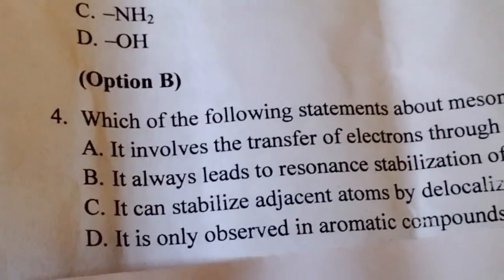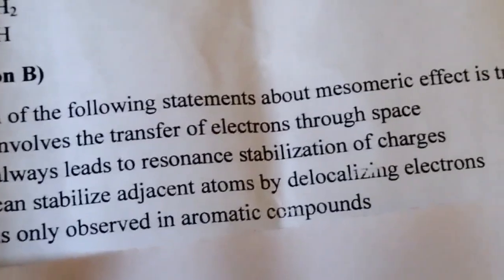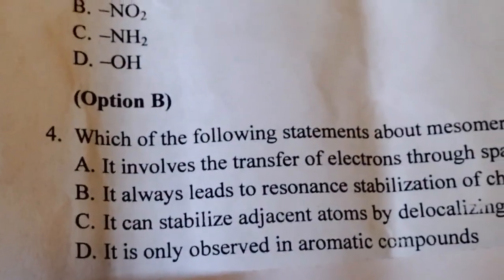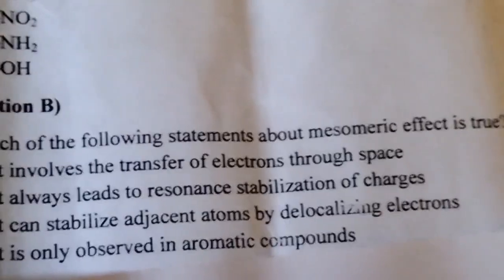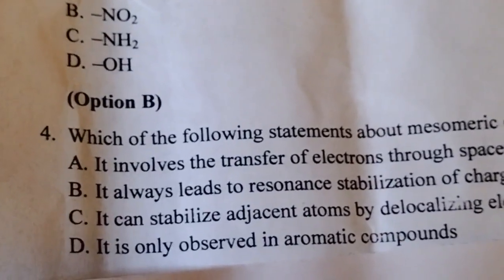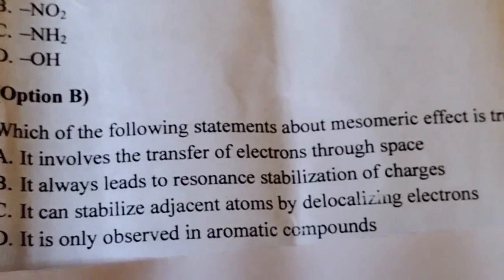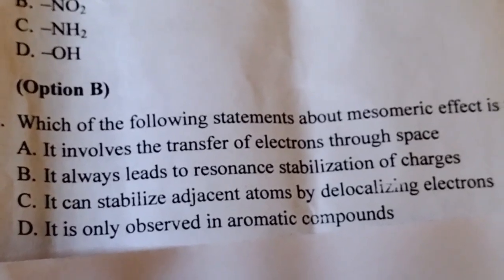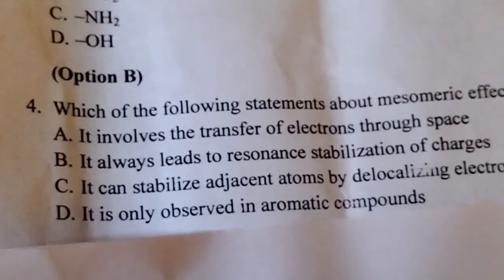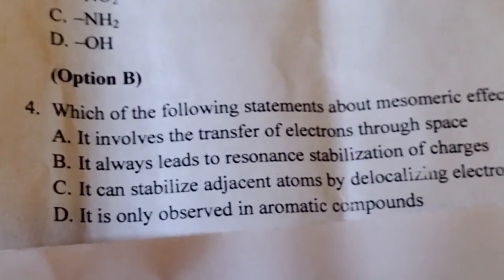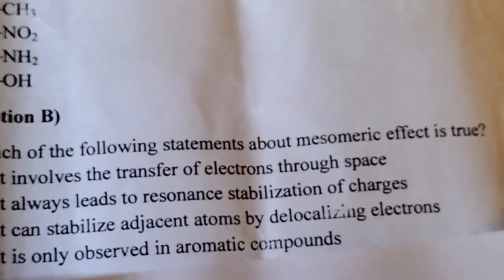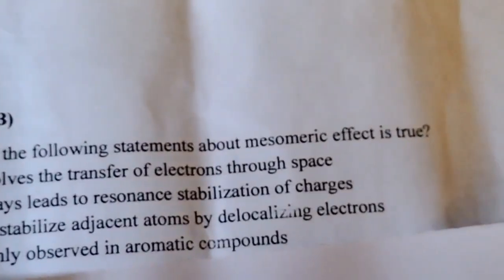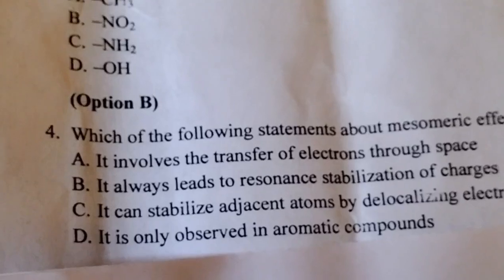Repeat number 4 again for a clearer view. It says, which of the following statements about mesomeric effect is true? A, it involves the transfer of electrons through space. B, it only leads to resonance stabilization of charges. C, it can stabilize adjacent atoms by delocalizing electrons. D, it is only observed in aromatic compounds. So mesomeric effect is also known as resonance. So which of the answers is right?